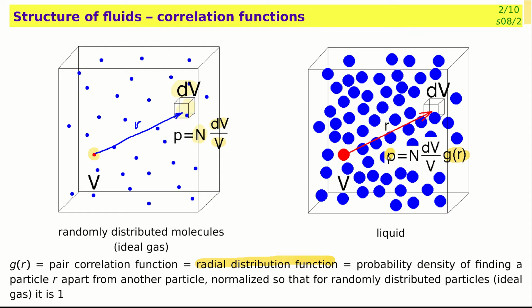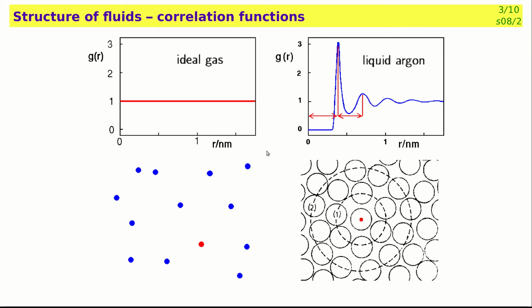That is, the probability of finding a particle, one of n, could be n minus 1, but I assume I have many particles, so it doesn't matter, to find such a particle r apart from one chosen particle is given by this value, which is the same as for ideal gas, and this correction factor. And this correction factor is called the radial distribution function. From this, what I've said, it follows that for pure ideal gas, the radial distribution function is unity. This is my standard.